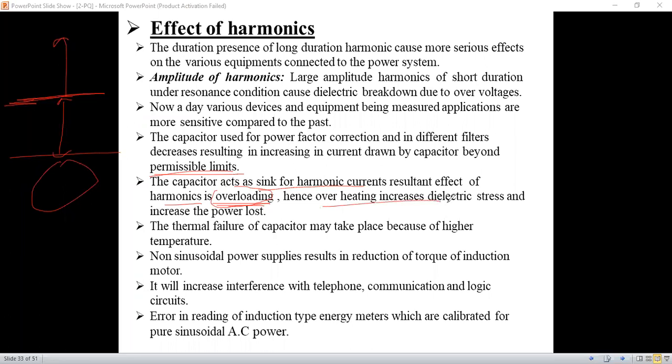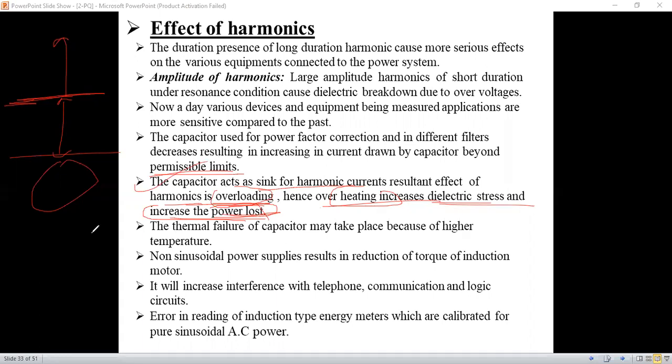Overheating will increase the dielectric stress and the power loss. Overloading raises the temperature, and the temperature may cause dielectric stress. Because of the overloading, the power losses also increase. This is another effect of the harmonics.